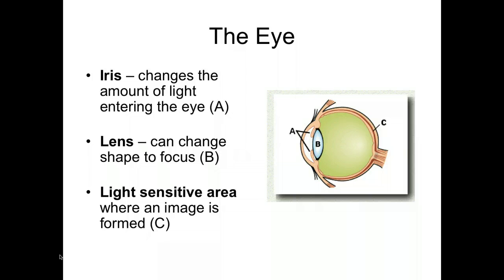With B, that's your lens. This is where you can change the shape to focus a little bit more on what you are trying to see. And again, we can use optics in the form of glasses or contact lenses to help us change that lens and bring things back into focus if our eyesight is a little bit poor. And then finally, C is the light sensitivity area where an image is formed. And again, this works just like the ISO or film speed.